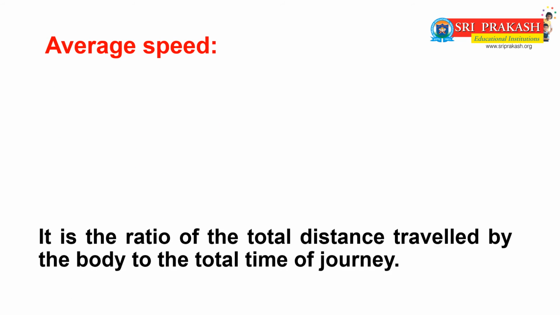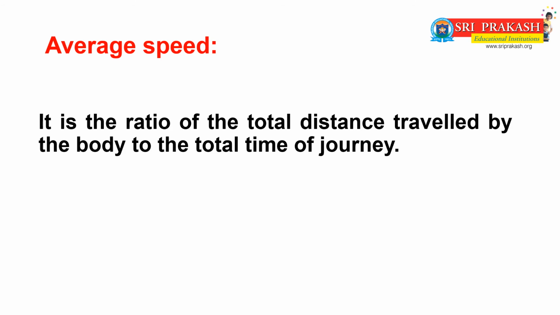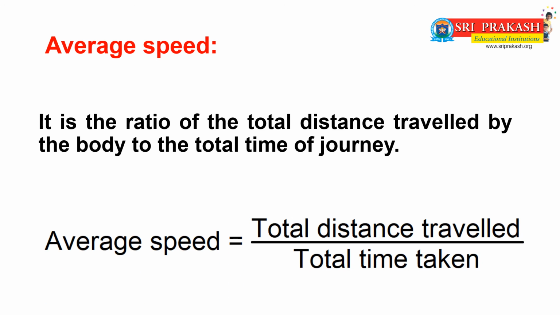Average speed. It is the ratio of total distance traveled by the body to the total time of journey. Take an example that we are traveling from town A to town B. If the distance between the two towns is 100 kilometers and the time for the journey is 2 hours, then the average speed for the journey is total distance, 100, divided by the total time, 2. 100 by 2 is equal to 50 kilometer per hour. So that is the meaning of the average speed. The formula for average speed is total distance traveled by total time taken.